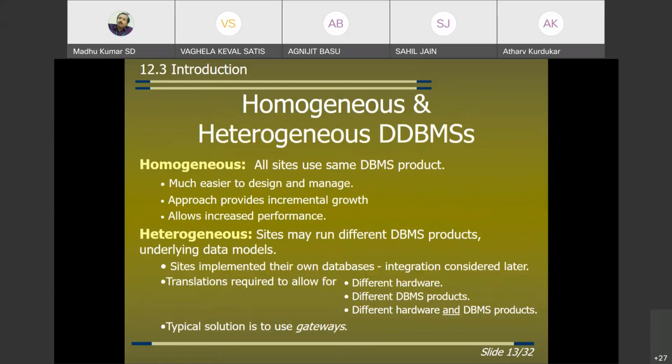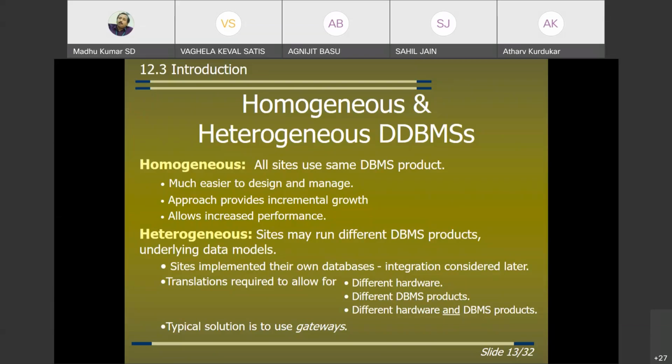Now going more into DDBMS, you can have two types of distributed database management systems. One is homogeneous and the other is heterogeneous DDBMS. In homogeneous, the same type of DBMS is used everywhere, and in heterogeneous, different types of DBMS are used in different nodes of the network. For example, you may have Oracle at one place, MySQL in another node, PostgreSQL in a third node, or Microsoft Access in a fourth node. That is heterogeneous.